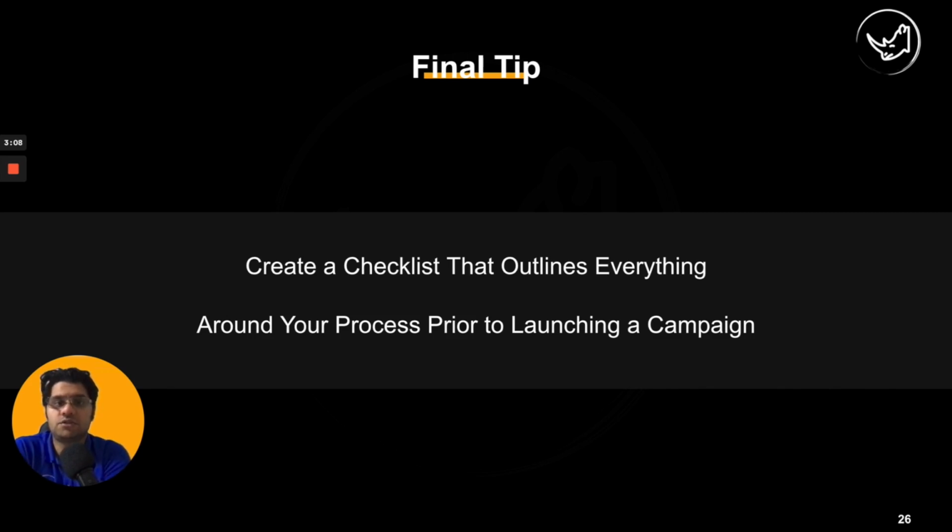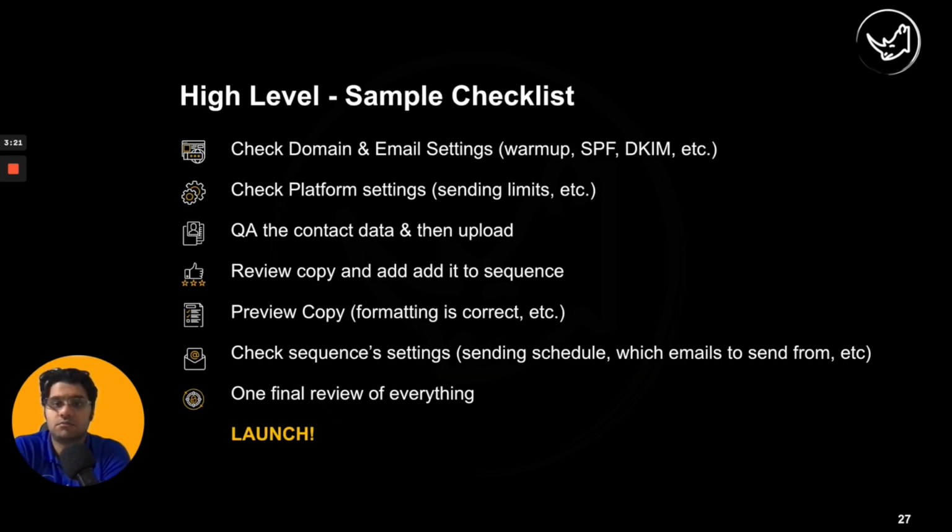Just a final tip before we wrap things up, I would highly recommend that you create your own mini checklists that outline everything around your process, especially before you launch a campaign. And this is what it looks like for us at a very high level. You can flesh this out and add more bullet points, but let's check the domain settings. Is everything good? Is it warmed up? Are the DNS records in there? Let's go through the platform. Did we set up all the appropriate limits, record, CNAME records, and all that type of stuff?